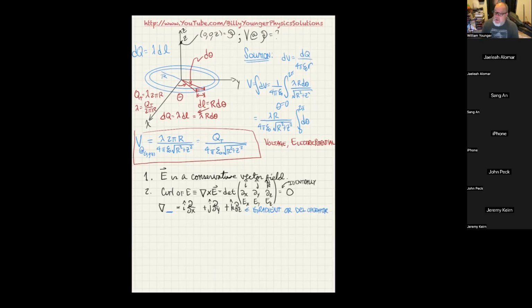So I do know that in Brazil they call it nabla. Don't know why, but that's what they call it. Okay. So, anyways, that's what that little del operator is.